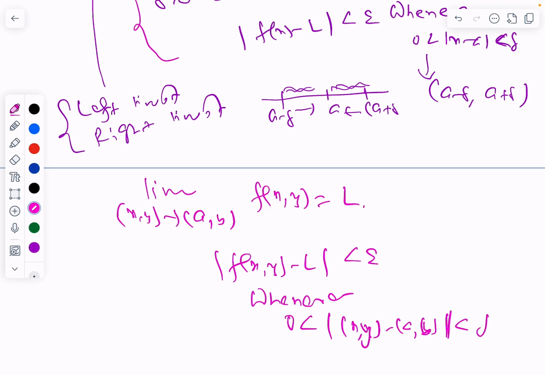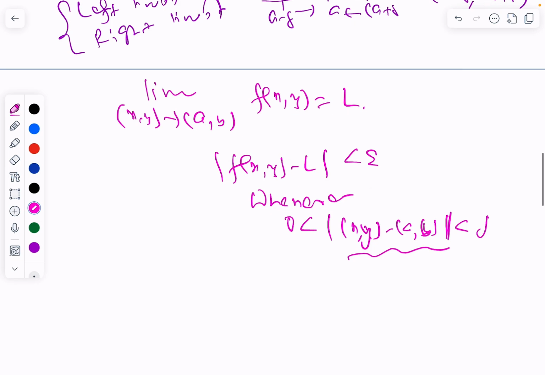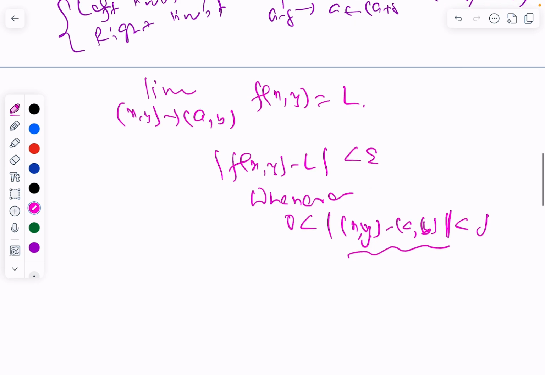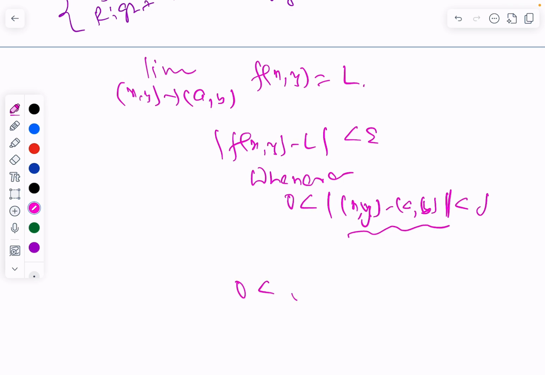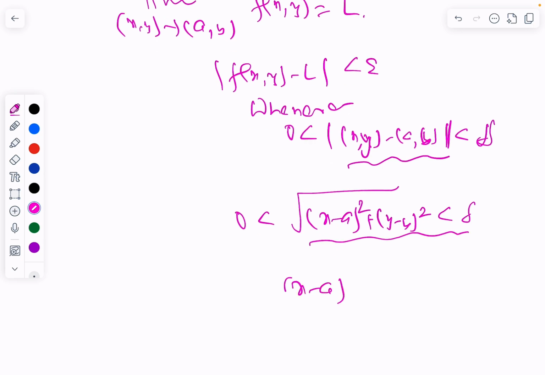So basically, this represents a distance between x and a. Same way, this represents a distance between (x, y) and (a, b). And we know the distance formula. So it is like modulus of (x, y) minus (a, b). The distance between (x, y) and (a, b) is the square root of (x minus a) square plus (y minus b) square, less than delta. So basically, this is nothing but (x minus a) square plus (y minus b) square less than delta square.